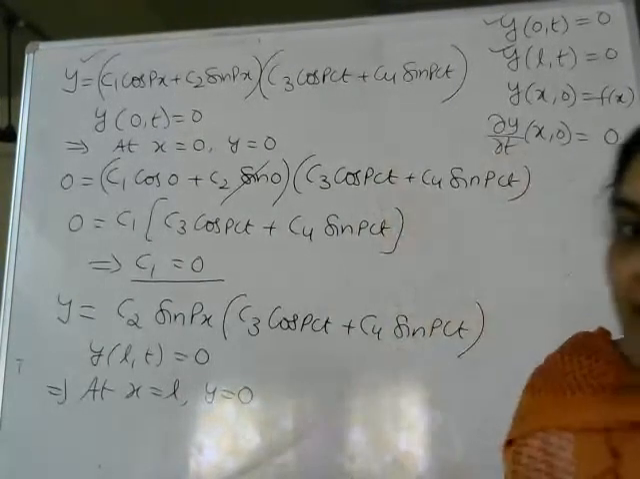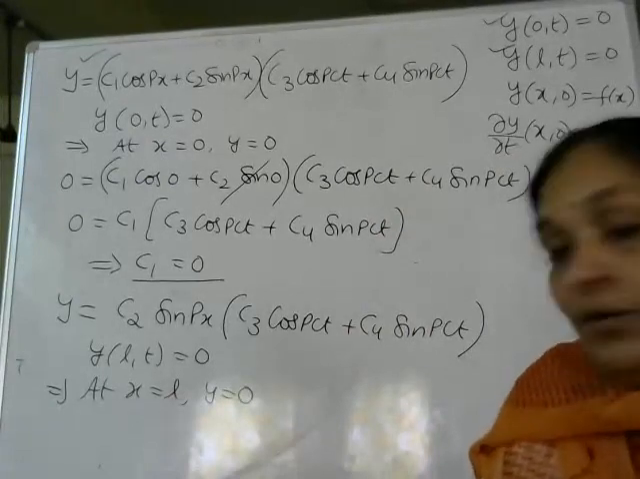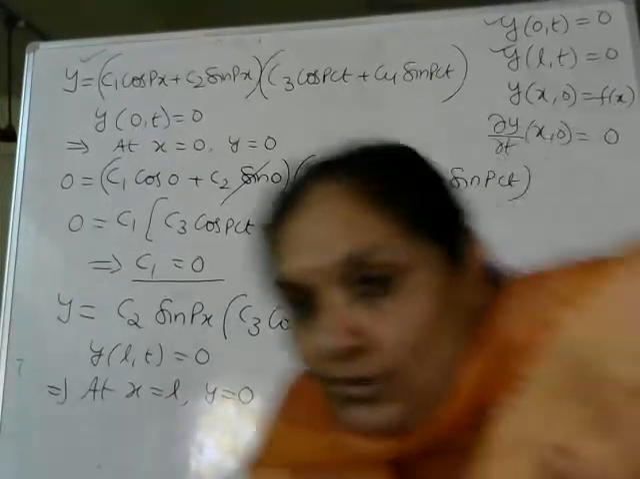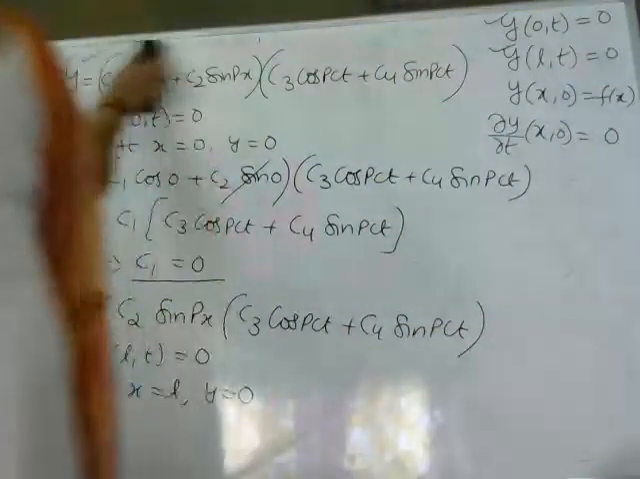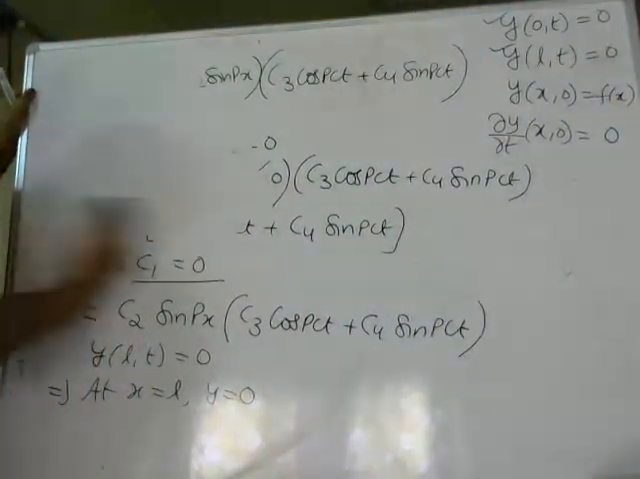y at L comma T equal to 0. Meaning is that at x is equal to L, y is equal to 0. So if you substitute this condition in the equation, we'll see what actually we get over here.